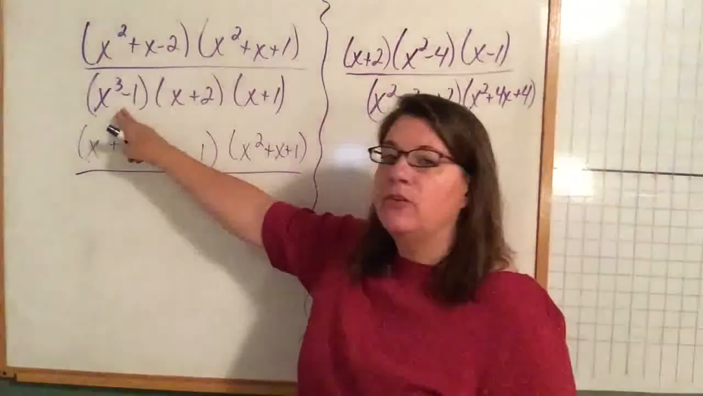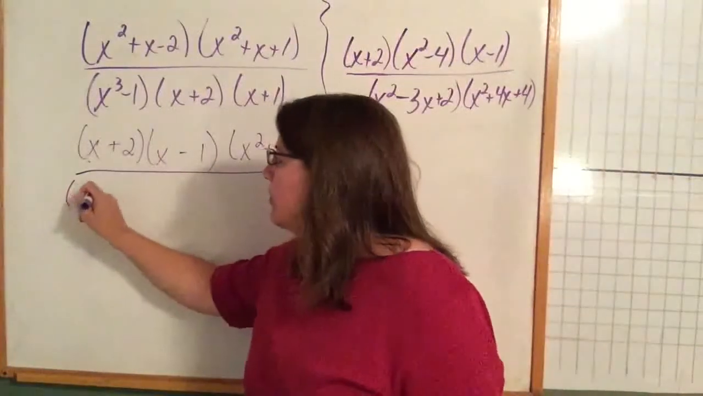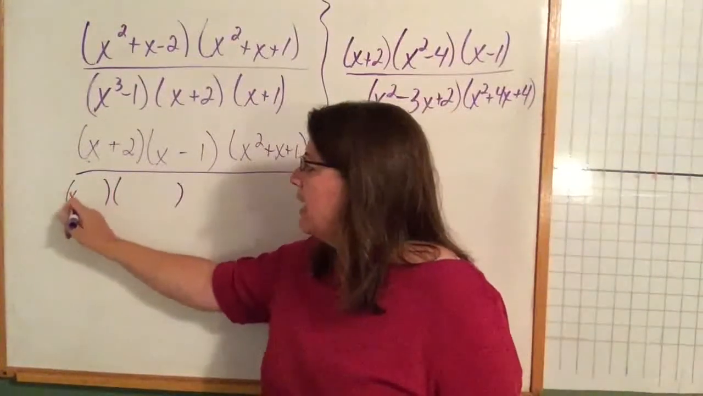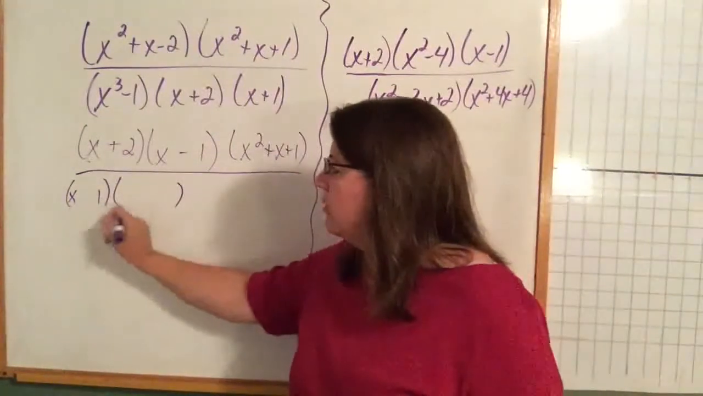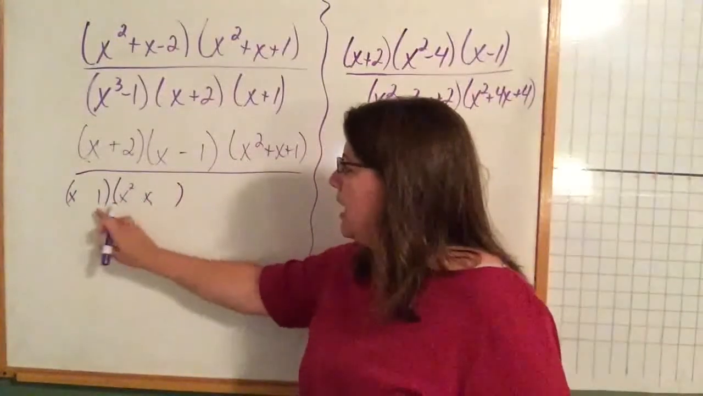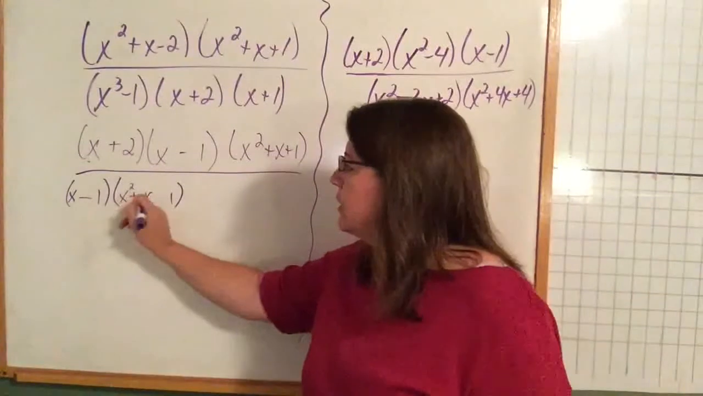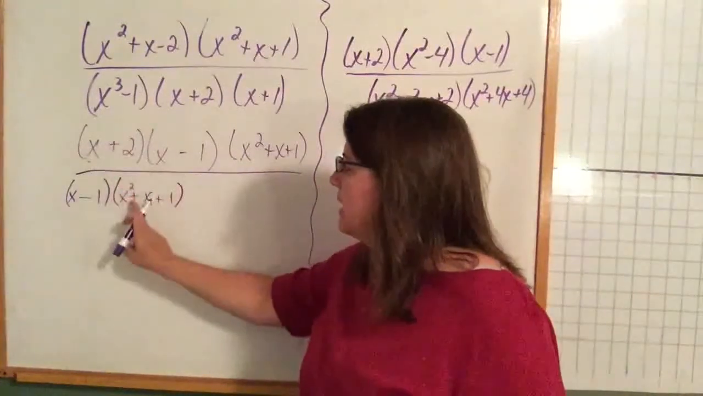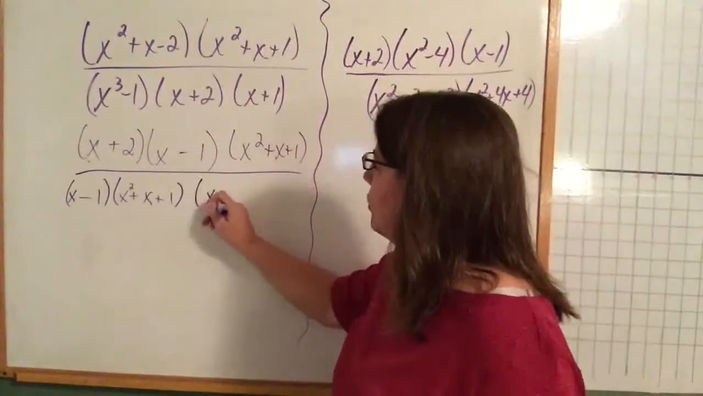X cubed minus 1, that's the difference of cubes. So to factor the difference of cubes, remember we have 2 sets of parentheses. In the first set, we have the x and the 1, the cube root of each of those. In the second set, I square this number. I multiply these 2 numbers, and I square that number. And then my signs are same, different, plus. Same as that sign, different than that sign, always a plus. And then these 2 don't factor, so I'm just going to bring them down.